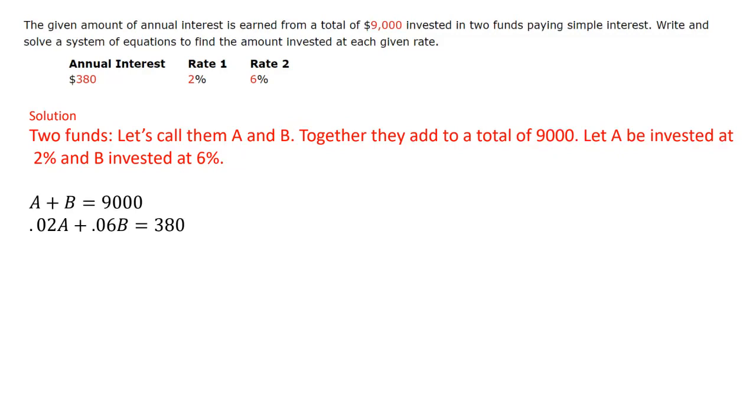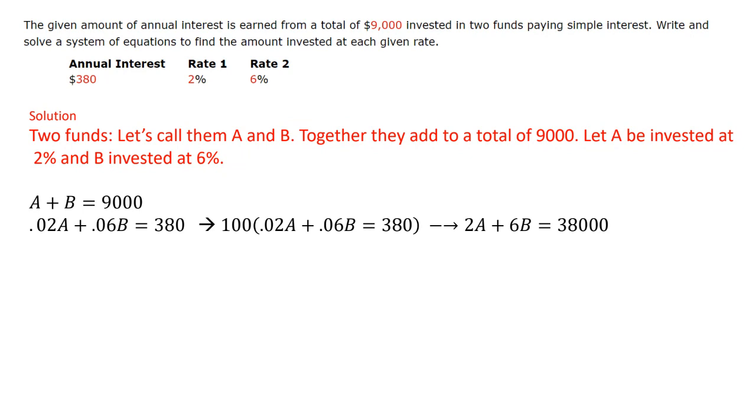The first equation is taking fund 1 plus the second fund, and I know that it should only be $9,000. And then the interest for the first fund we said would be 2%, and the interest for the second fund we said would be 6%. So we're going to write those as decimals. And then the total interest for both of these for that year is 380. And so what we have is 2 equations.